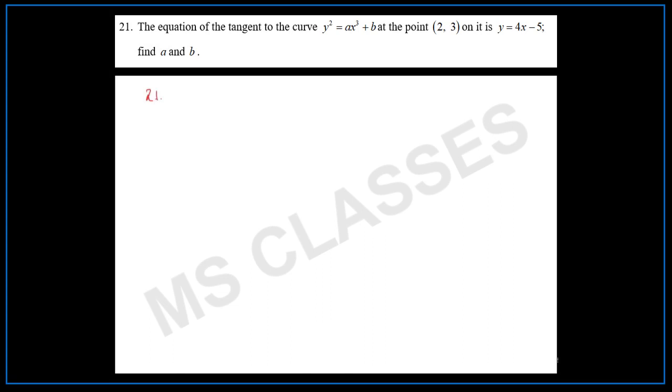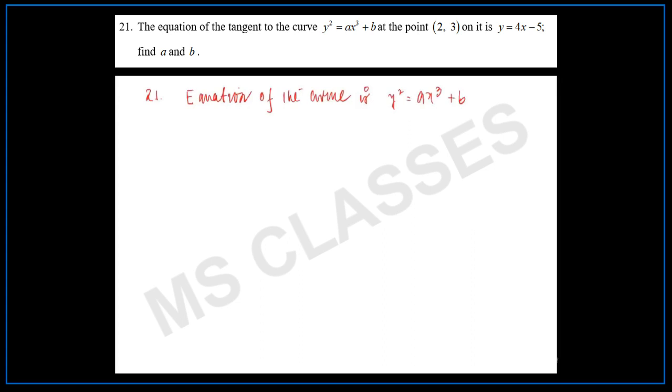Now, it is given equation of tangent to the curve. So, equation of the curve is given. Equation of the curve is y square equal to ax cube plus b.